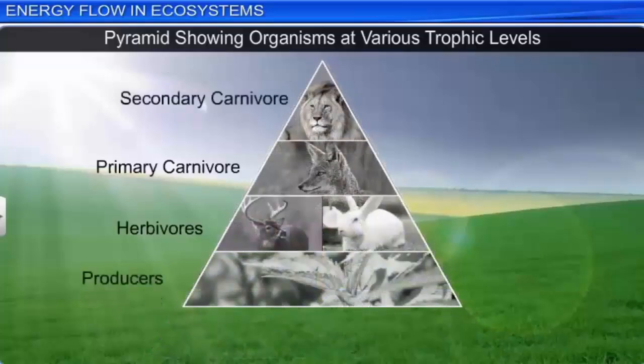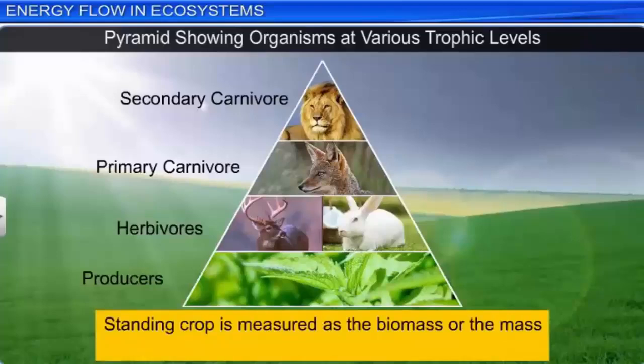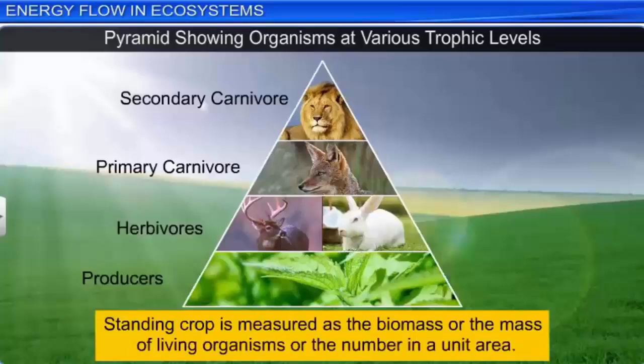In addition, each trophic level has a certain mass of living material at a particular time, known as standing crop. It is measured as the biomass or the mass of living organisms or the number in a unit area, and is expressed either as fresh or dry weight.